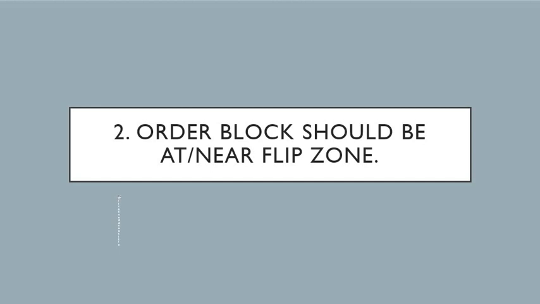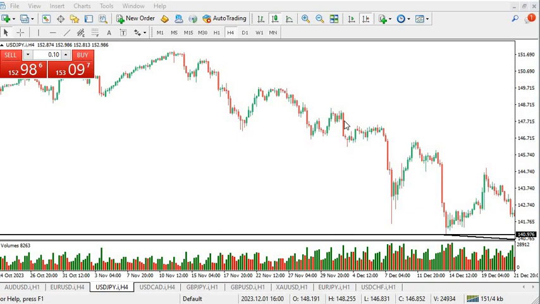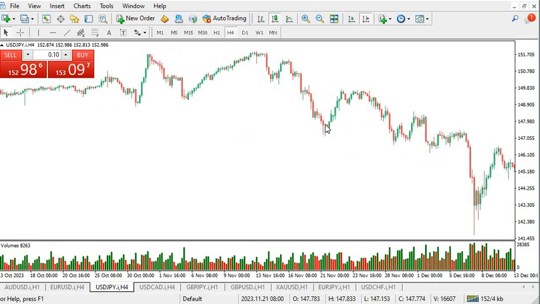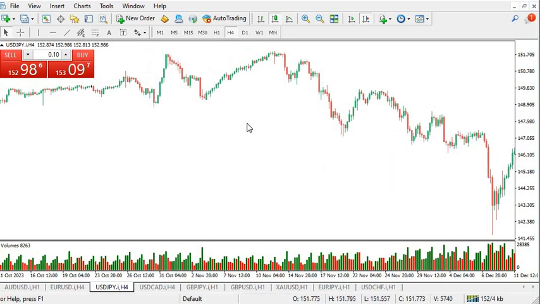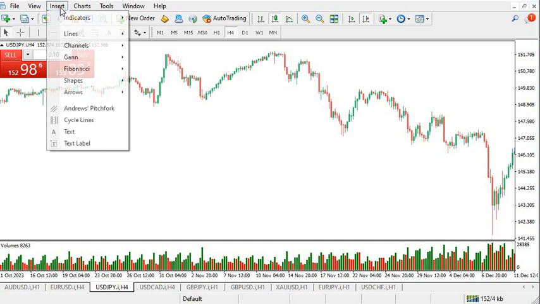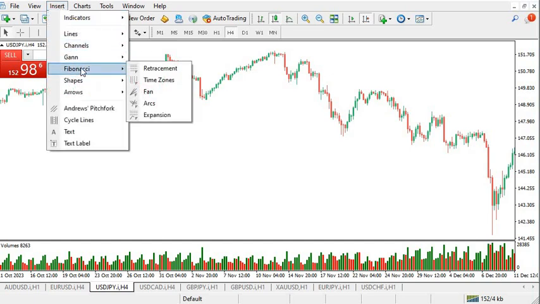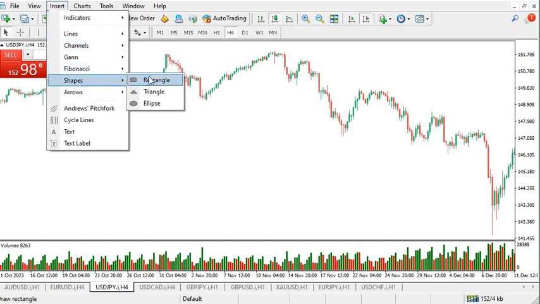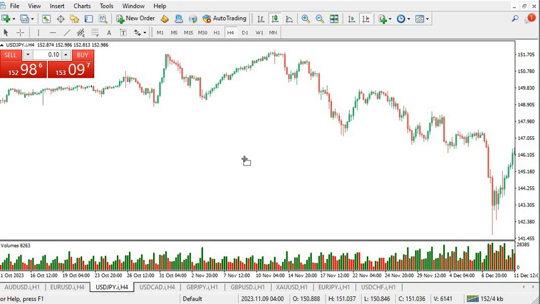Order blocks should be near or at flip zones. I have also explained flip zones in my previous videos, in my support and resistance video, and I will again describe what a flip zone is. A flip zone is an area where a previous support becomes resistance, or where a previous resistance becomes support.